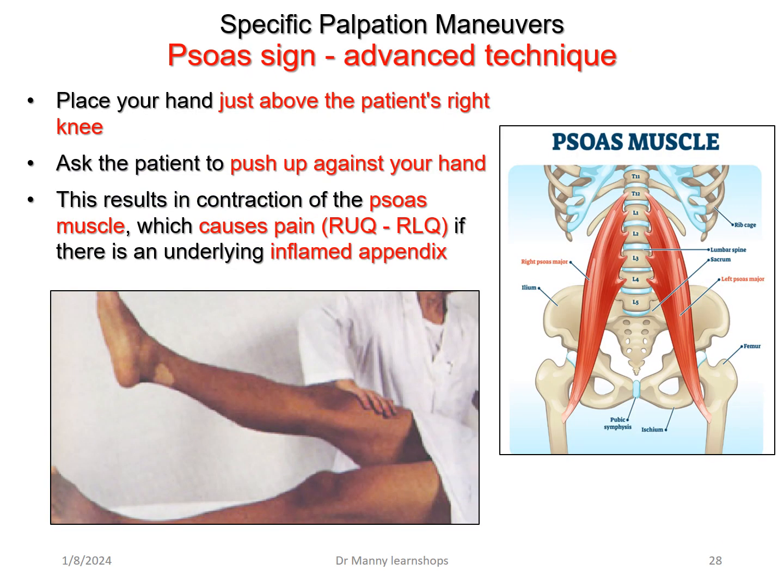Psoas sign is another advanced technique where you place your hand just above the patient's right knee and ask the patient to push against your hand. This results in contraction of the psoas muscle, which causes pain in the right upper and right lower quadrant. And if there is appendicitis or an inflamed appendix, this will cause pain.